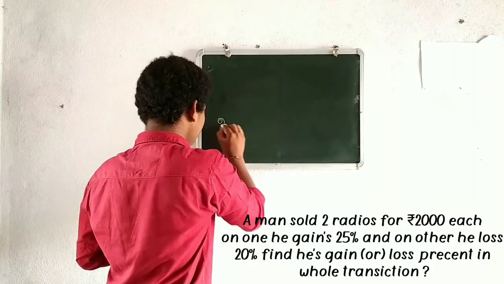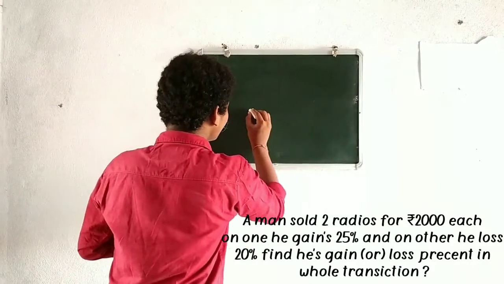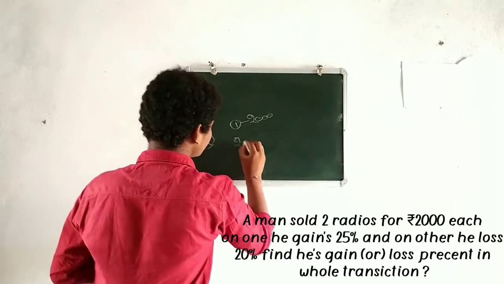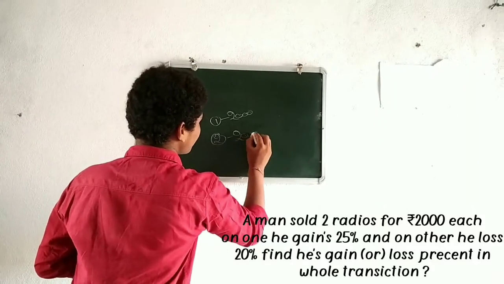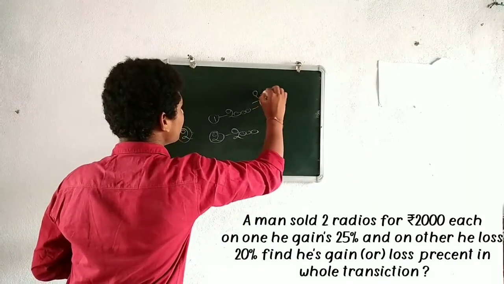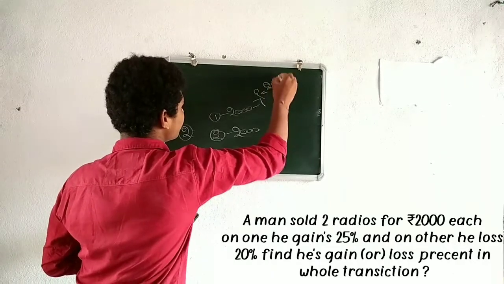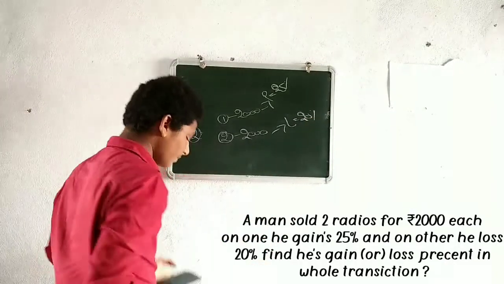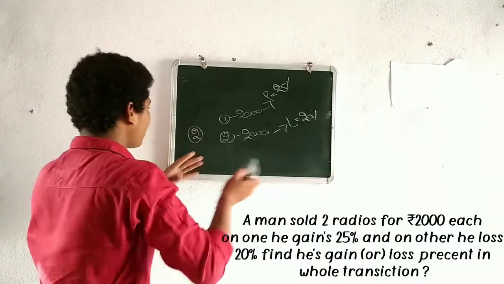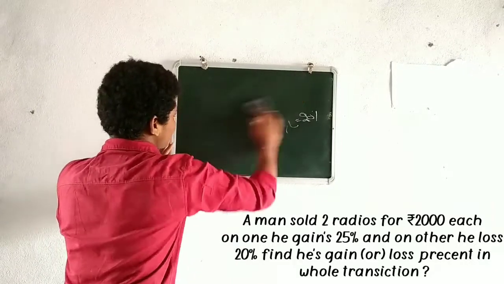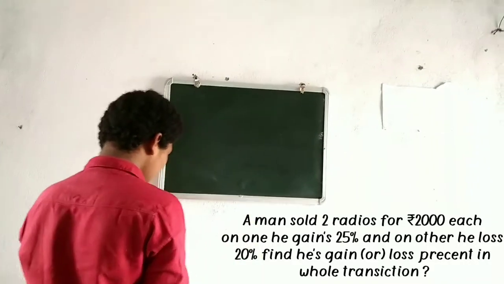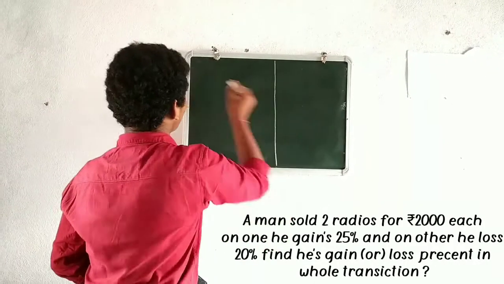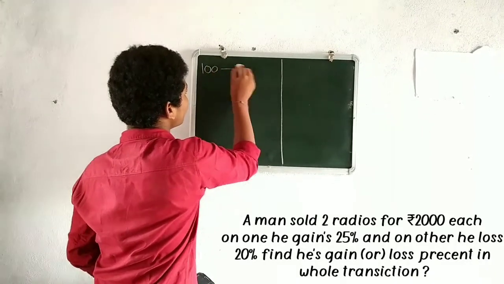A man has 2 radios with him. He sold the radios, the first for 2000 and the second also for 2000. He gets a profit of 25% on one and a loss of 20% on the other. At the end, did he get a profit or a loss? We are going to discuss that here. Use the trick here.